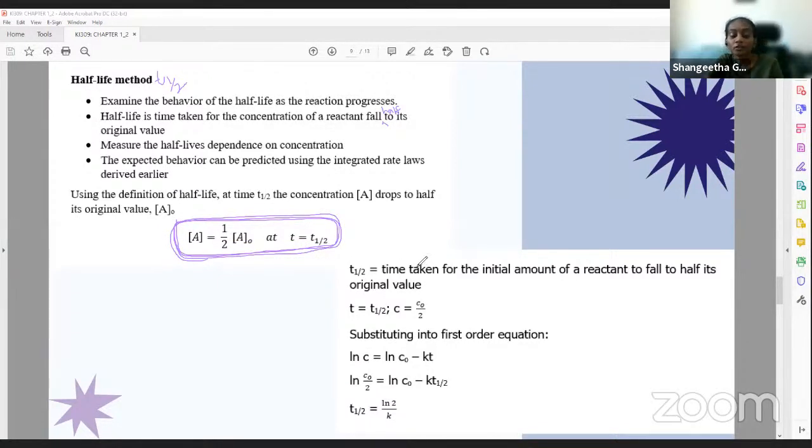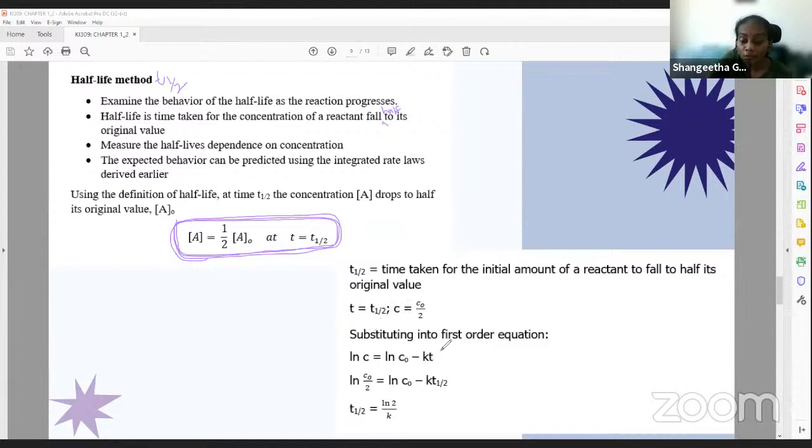Now, t-half is the time taken for the initial amount of a reactant to fall to half of its original value. So at t equals t-half, C is actually referring to the concentration. You can either write it as A, or in square brackets, or represent it as C. Here we are representing it as C. So C equals C naught over 2. Again, I repeat, C naught refers to the initial concentration, and C refers to the concentration at t-half.